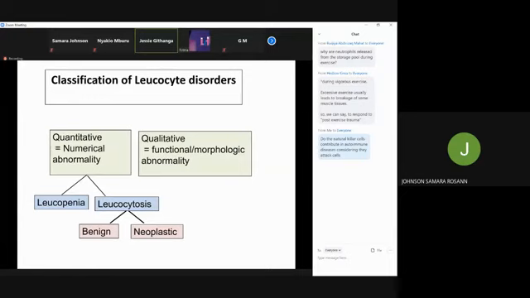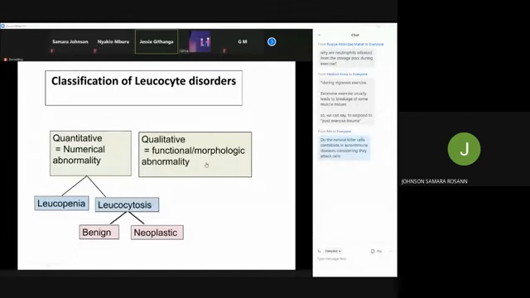Now, the leukocytosis may be either benign, meaning that it is not due to cancer, such as an increase in the production due to, say, infection, or it may be neoplastic. Neoplastic is when the rise in the leukocytes is because of a white cell cancer, and the white cell cancer is known as leukemia. All right? We will learn a bit more about the leukocyte disorders in the next lecture.